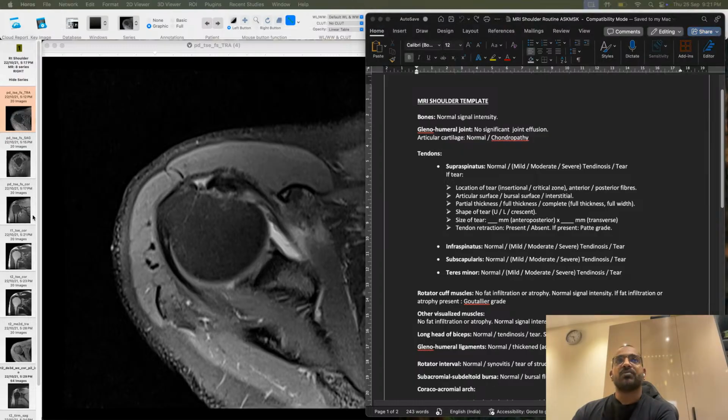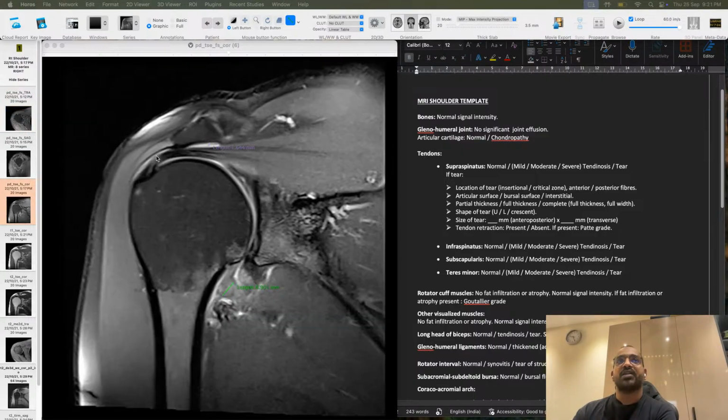Supraspinatus, how is the supraspinatus? Supraspinatus appears normal, no obvious signs of tendinitis or tendinosis in this case. If it is tendinosis or tear, if tear, then location, whether it is interstitial or critical zone, or involving anterior fibers or posterior fibers, whether it is involving articular surface or bursal surface or interstitium. Then if it is partial thickness or full thickness, or a complete tear. Full thickness is different and complete tear is different. I'll show you further. Then what is the shape of tear? If U shape, L shape, crescent shape, if you want to mention, you can mention it.